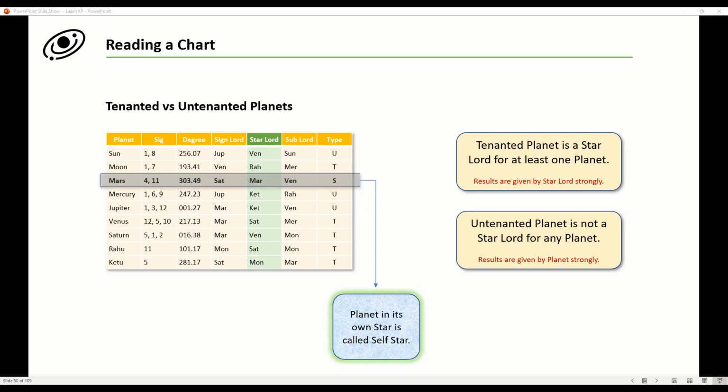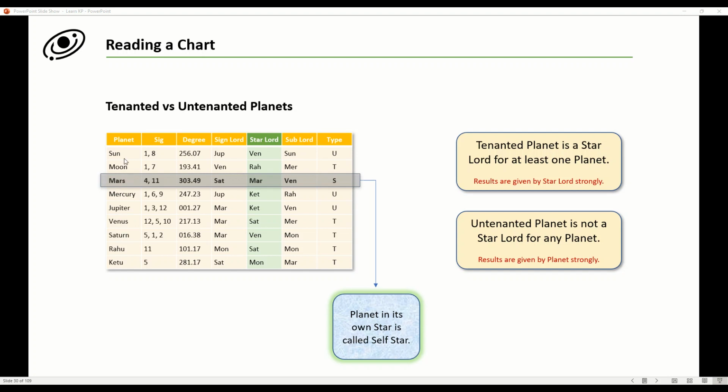Namaste friends. There were a couple of messages which I received wherein people had requested if I could explain the differences between a tenanted and untenanted planet. Now we are already aware of the rule in KP where it states that every planet gives the results of its star lord. So does it mean that the planet has no role to play in the results? Of course not. So before we see how they deliver results, let's first understand the concept of a tenanted planet.